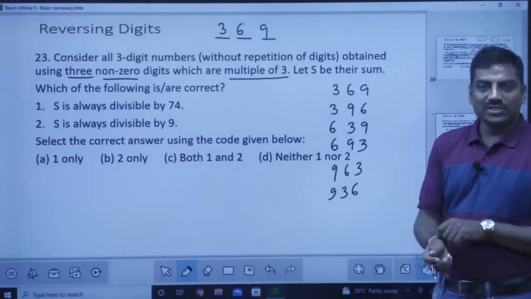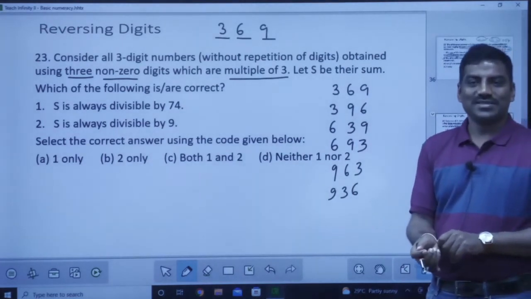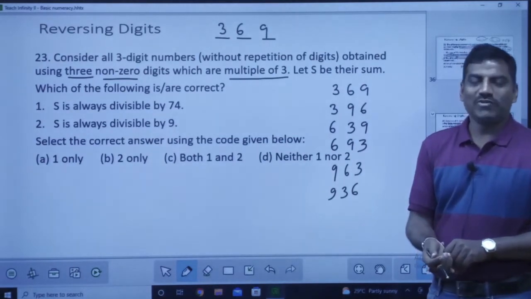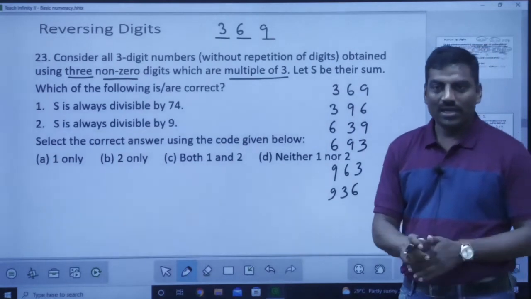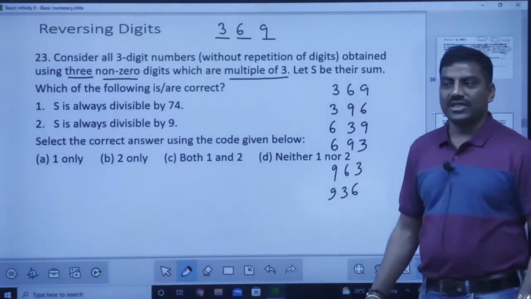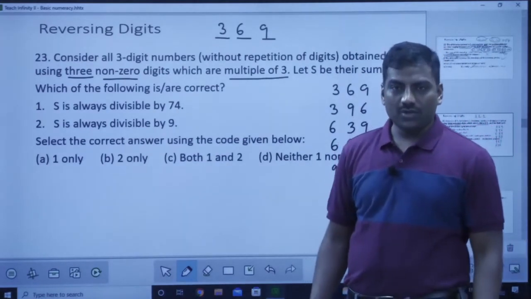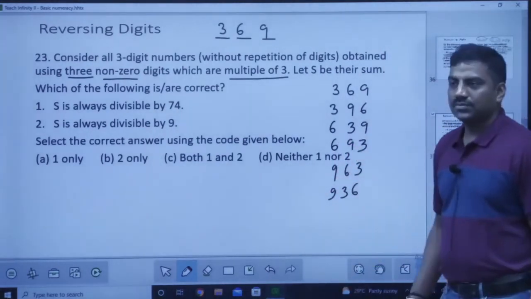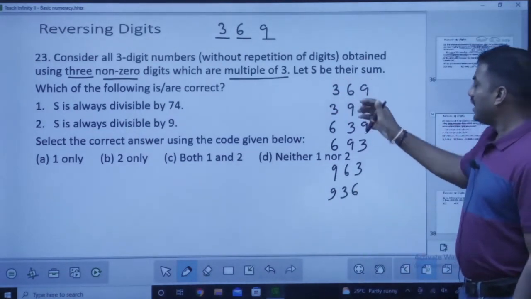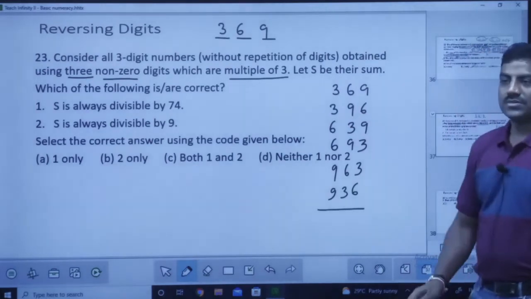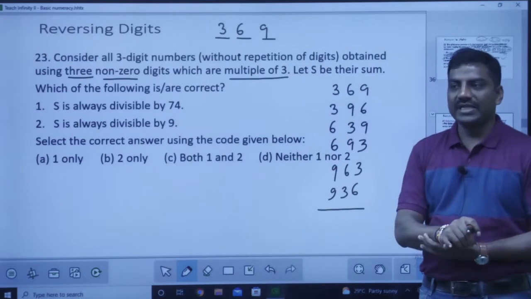If your mobile password is of 4 digits, you know the numbers but you don't know the order. So it varies. It is part of permutations and combinations; we'll discuss it later. Now these are all the possibilities of a 3-digit number where the digits are divisible by 3, non-zero and non-repetitive. They are telling us to consider all these numbers and let S be their sum. We are finding their sum.